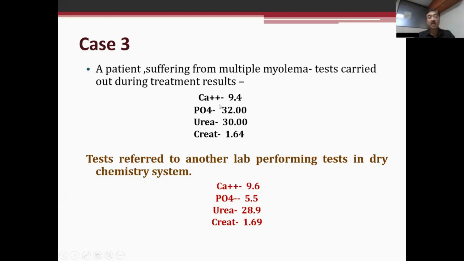But I know in myeloma cases, I'm referring it to a dry chemistry system. The entire result has been different. Calcium 9.6, more or less similar, but phosphorus came as 5.5. This is typical in myeloma cases, with high protein in the blood, where interference happens in a liquid chemistry system, where phosphorus is interfered with in its phosphomolybdate assay.